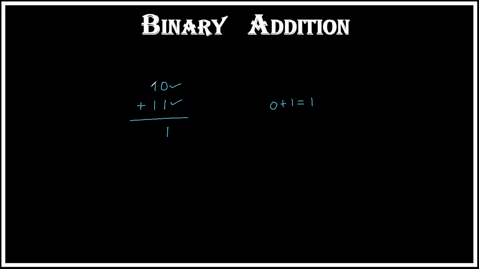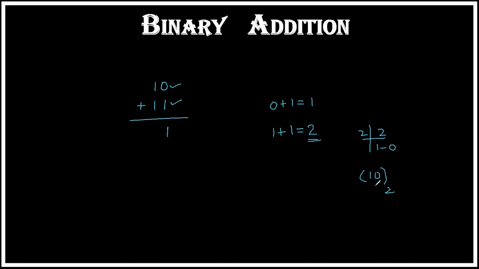Now, moving towards the next bit, we have 1 and 1. We have two ones. In decimal, 1 plus 1 is 2. So what is the equivalent of 2? The equivalent of 2 is 1, 0. This is the binary of 2. So the resultant is 1, 0 base 2.